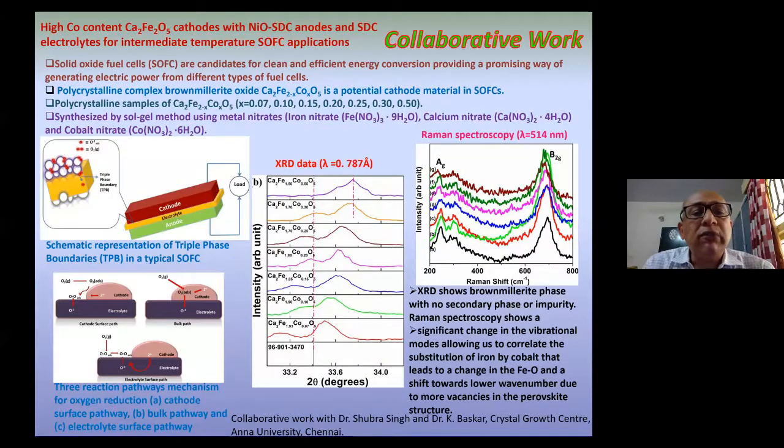Then some collaborative work with Dr. Bale Rao on calcium ion, calcium and transition metal cathodes.